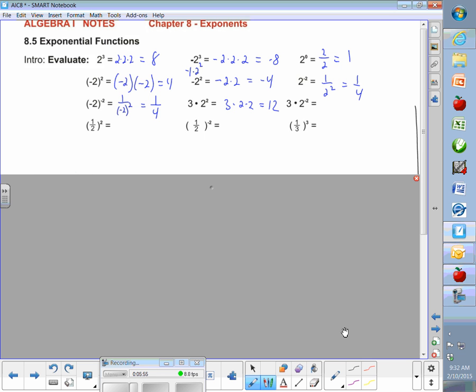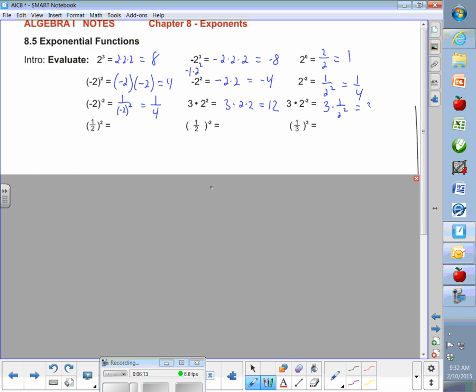So what happens on the next one? Well, again, the exponent only goes to its base, right? So I have a 3 times. What should come next? Somebody raise their hand and tell me. Kyle? 1 over 2 squared. Correct.